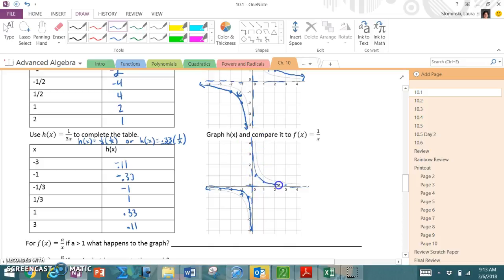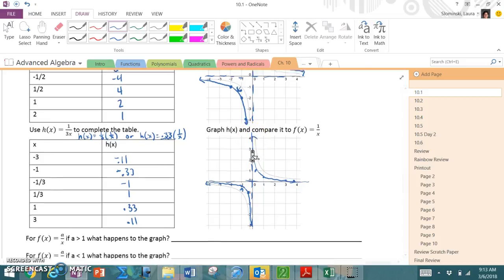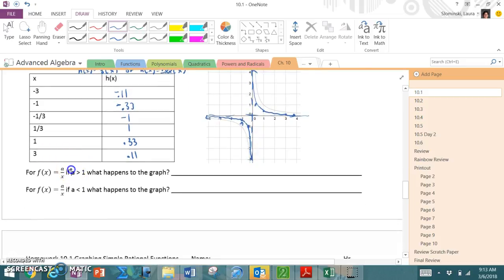Okay, so final notes here are that if the absolute value of A is greater than 1, it stretches away from the asymptote, and if the absolute value of A is less than 1, it compresses towards the asymptote.